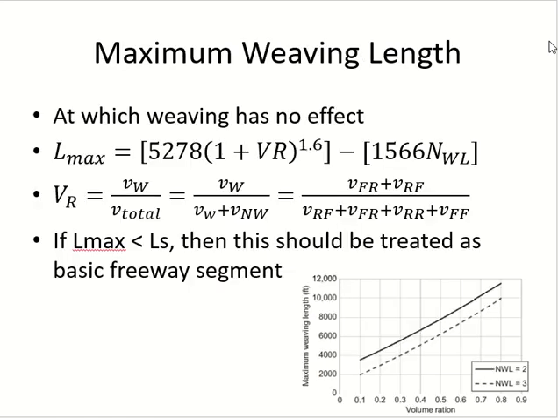So you can use this equation to calculate Lmax, or you can use this graph, to find out the value of Lmax. This line is when you have 3 weaving lanes. This line is when you have 2 weaving lanes. And you put the VR value here, and you will find out the maximum length. So this will give you Lmax. This graph can give you Lmax. So you can use the equation or the graph.